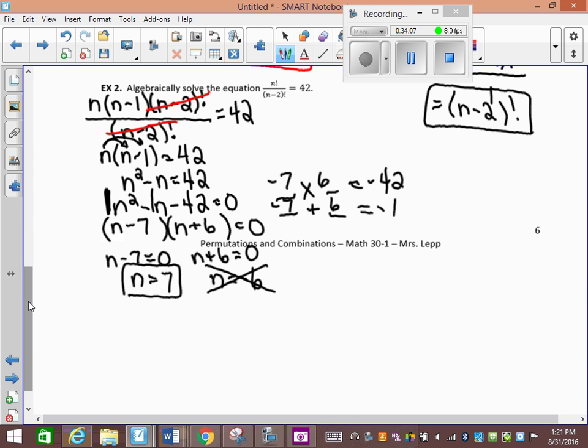And you could try it out. You could go 7 factorial divided by 5 factorial is 42. And that also proves it to you.